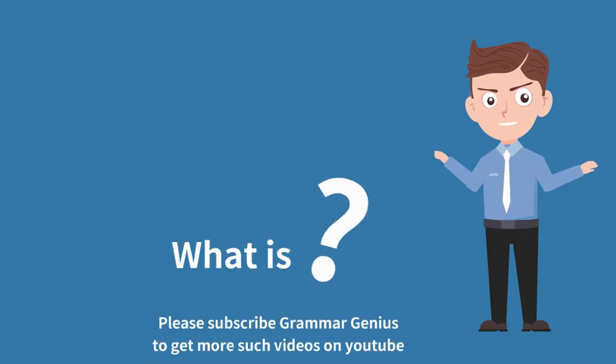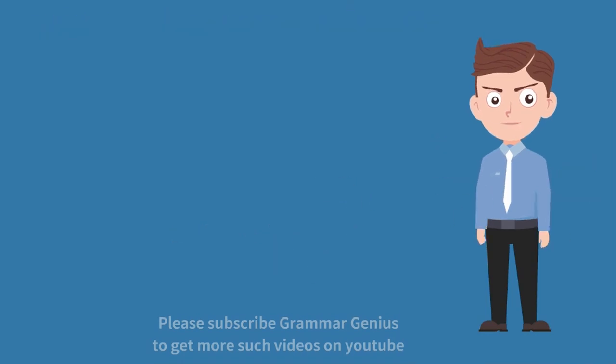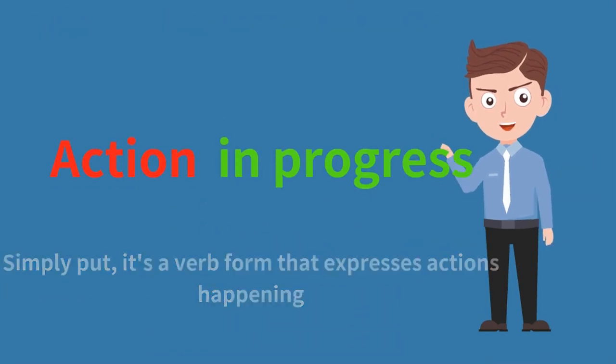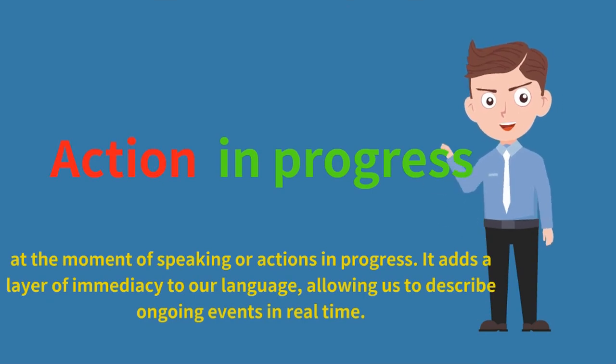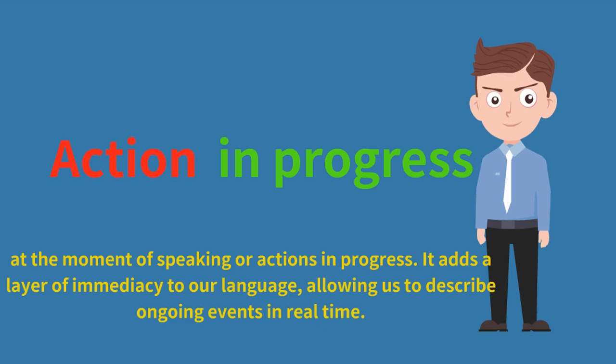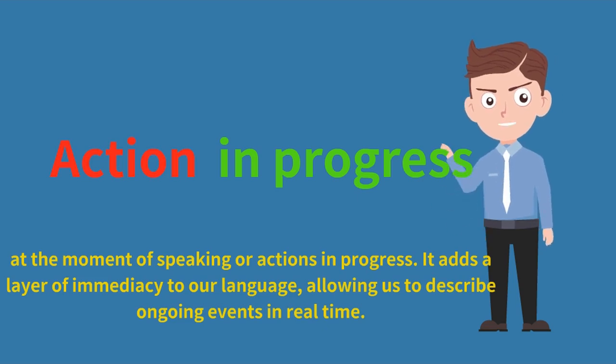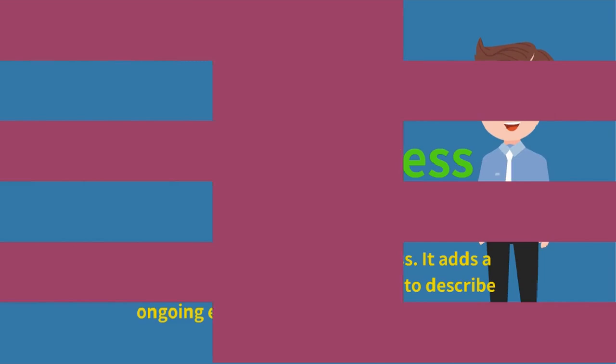What exactly is the present progressive tense? Simply put, it's a verb form that expresses actions happening at the moment of speaking or actions in progress. It adds a layer of immediacy to our language, allowing us to describe ongoing events in real time.